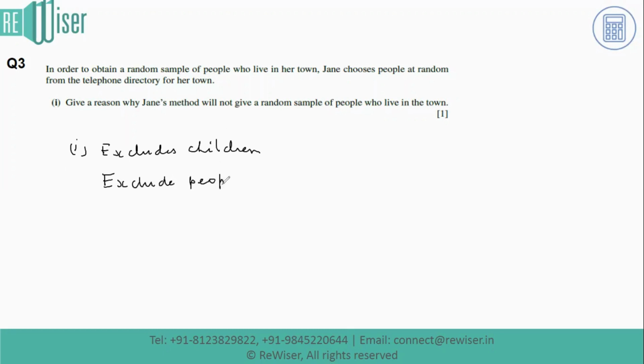So that means the people who are still living in the town but have no telephone connection, their name will not appear in the telephone directory. So that excludes people who don't have telephones. So that can be one of the reasons for this sample not to be random.